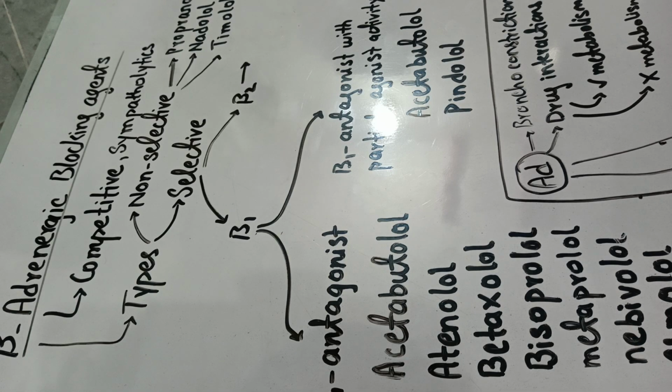So this is me Alia Waheed, and in this video we are going to start the topic of beta adrenergic blocking agents. In the previous lecture we discussed the alpha adrenergic blocking agents and their types: phenoxybenzamine, phentolamine, and different types of other alpha-1 antagonists, which are prazosin, terazosin, doxazosin, and lastly we discussed yohimbine. Now we are going to start the drugs which act on the beta receptors.